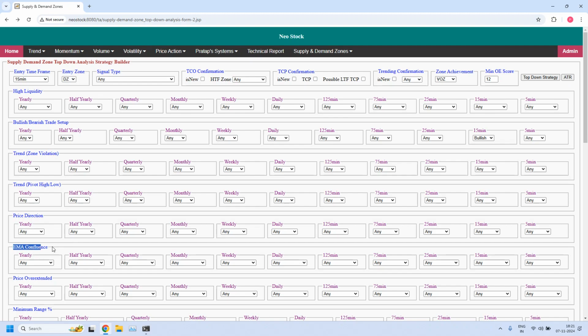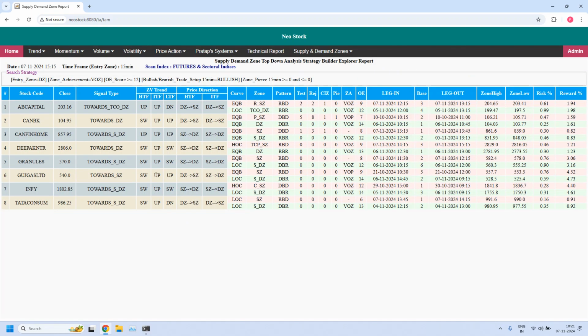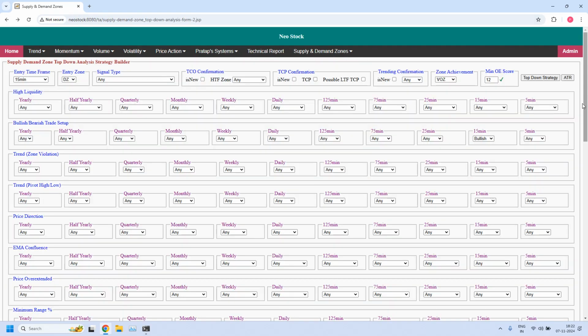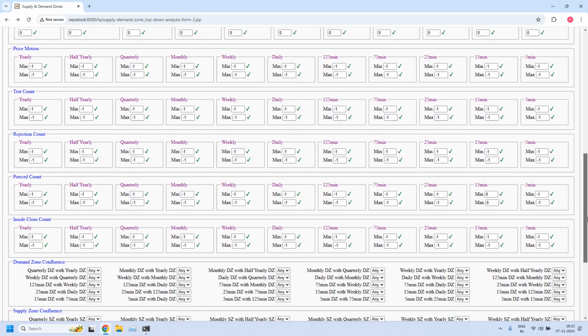So in the EMA confluence at 15 minutes time frame, 15 minutes demand zones with daily EMA confluence. Not that. First we need to look for, sorry for my mistake, without EMA earlier we got 8. Out of these 8, how many are having an ITF confluence we need to identify. That is 15 minutes demand zone with 75 minutes demand zone confluence.